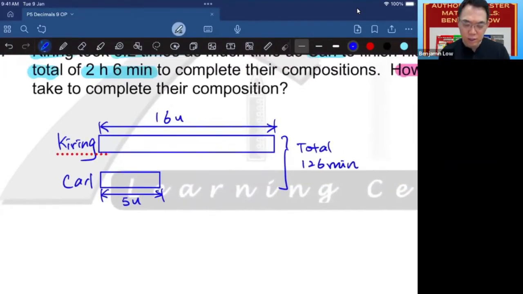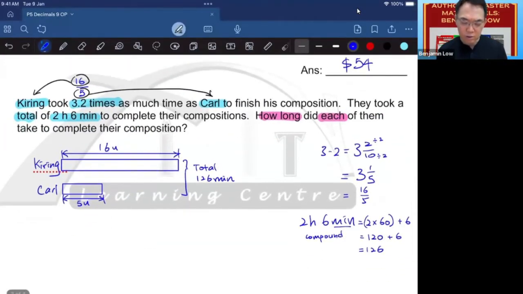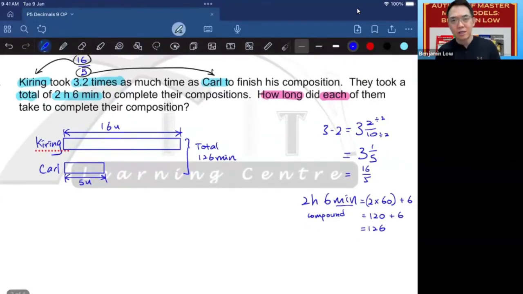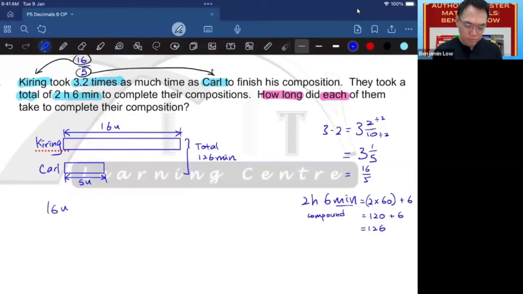Now my next question to you is, how many units is 126 minutes? I say again, how many units is 126 minutes? How many units is this? Okay, if you are still watching, it means you have answered the question, and the answer is 21 by taking 16 plus 5. We get 21 units as a total, and that's 126 minutes.